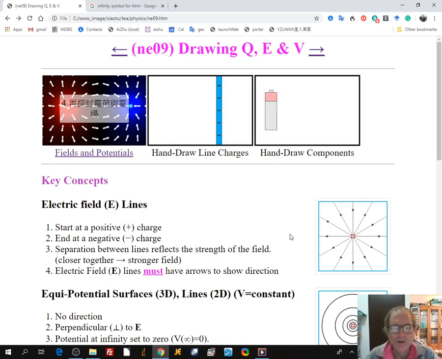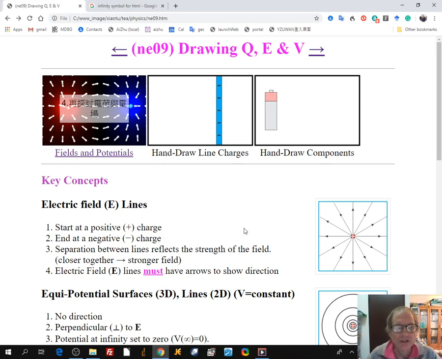Today we are going to have an art class. Yes, an art class. We want to learn how to draw Q, E, and V. I think this is a very important skill that Faraday taught us about doing electric field lines. Along with the idea of electric potential, this is a very important skill for us to learn. So that's what we are going to be working at today.